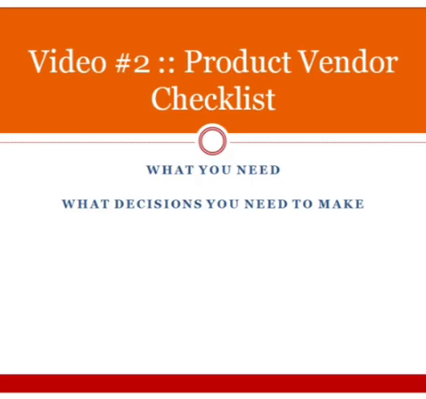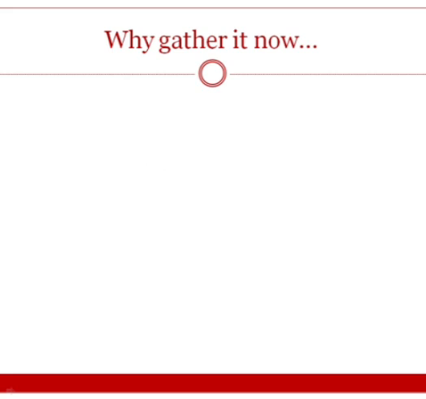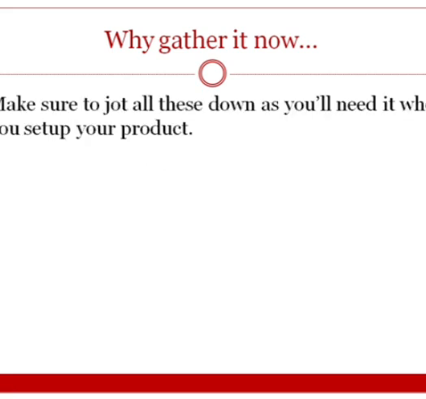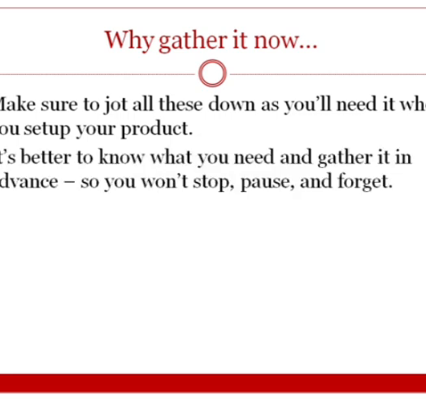Hello and welcome to video number 2, Product Vendor Checklist. We're going to talk about what you need and what decisions you need to make. So why gather it now? Make sure to jot all these down, as you're going to need it when you set up the product. And it's better to know what you need and what kind of decisions you need to make beforehand, so you don't stop, pause, and forget.